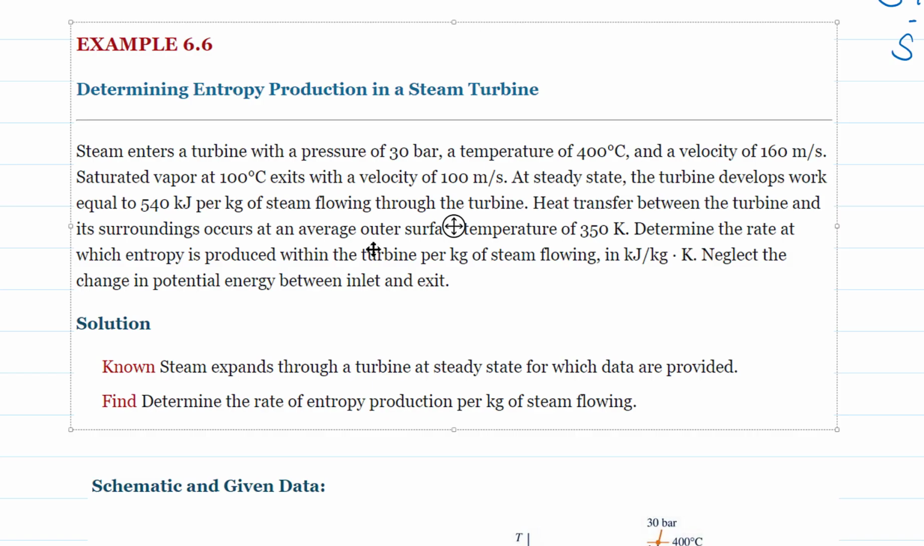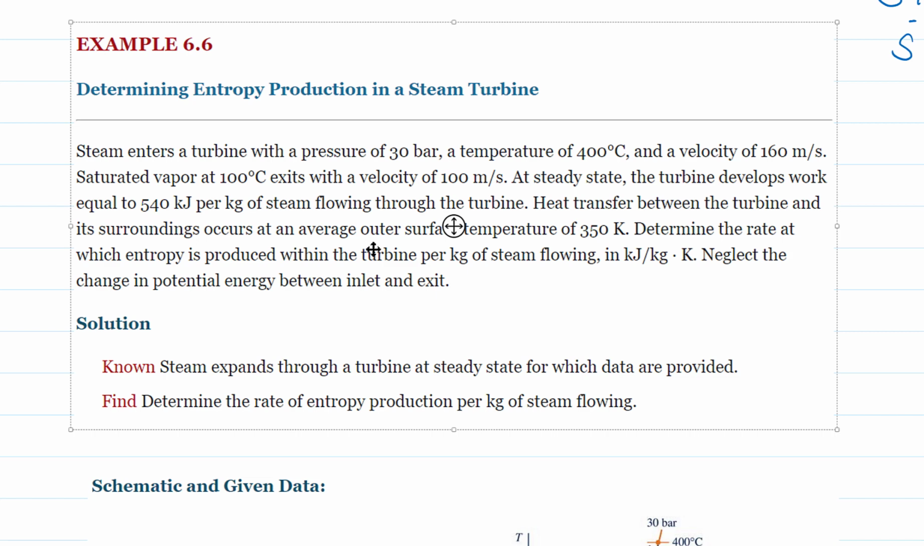Okay, let's see an example. Steam enters a turbine with a pressure of 30 bar, a temperature of 400 degrees Celsius. So pressure and temperature are known, so we can fix a state at the inlet, and velocity of 160 meter per second. Saturated vapor at 100 degrees Celsius exits.